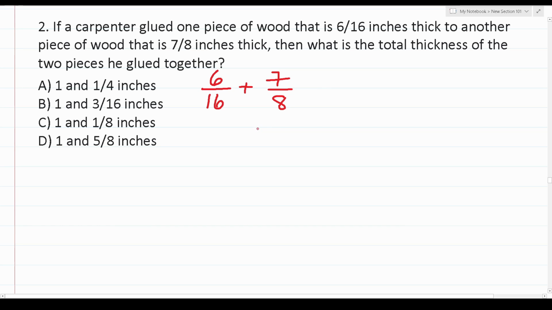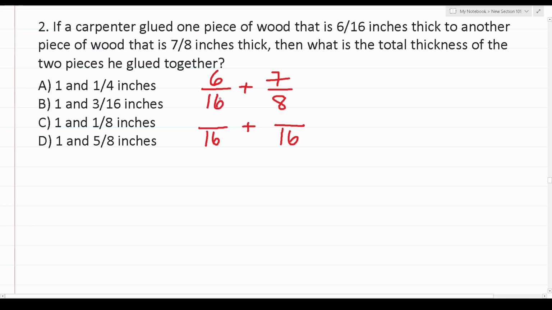And if you haven't worked with fractions in a while, let me say this. In order to add fractions, your denominators have to be the same. In this case, we have a denominator of 16 and a denominator of 8. So we're going to have to either rewrite one or both of these fractions such that they have a common or the same denominator. Well, as it happens, you should recognize that 8 and 16 have a common denominator of 16.